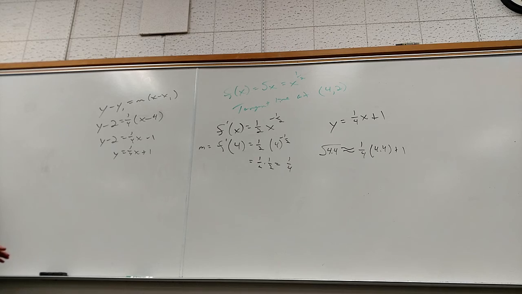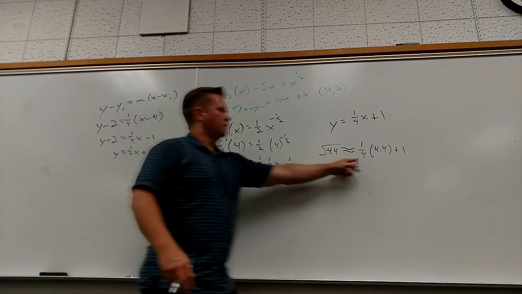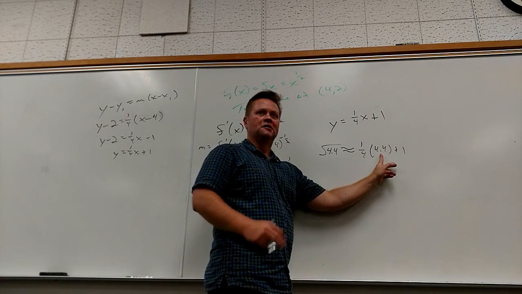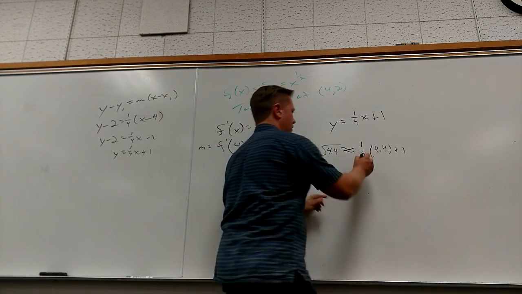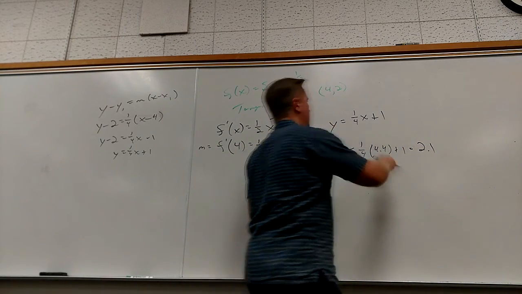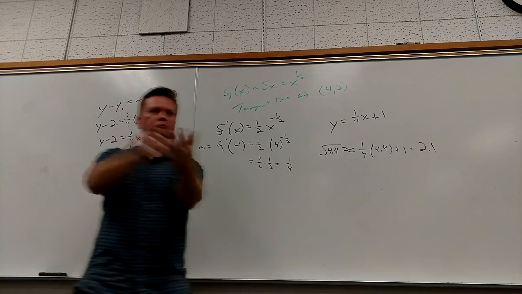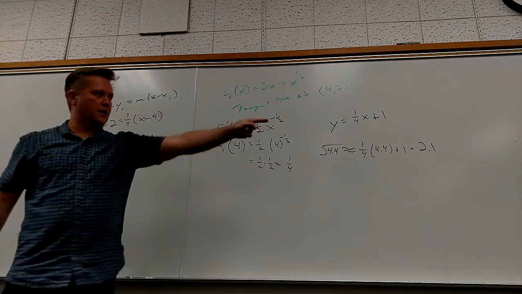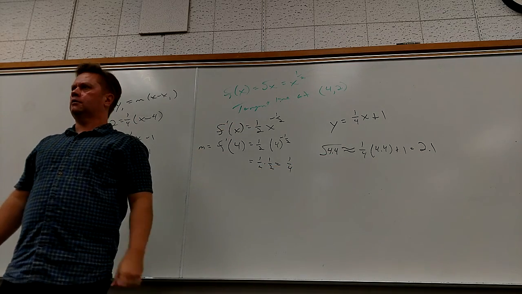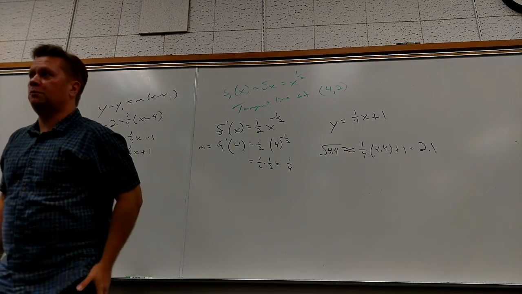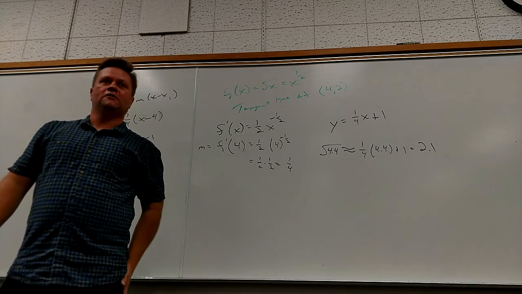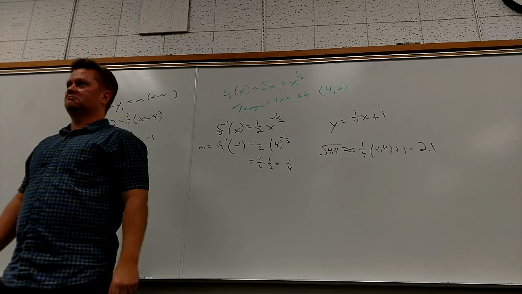Okay. So help me out. What is 1/4 of 4.4? 1.1. Plus 1 is 2.1. Somebody else help me out. What is the square root of 4.4 actually? How close did my approximation get? Say again? It's 2.09. Right? For most humans, that's good.